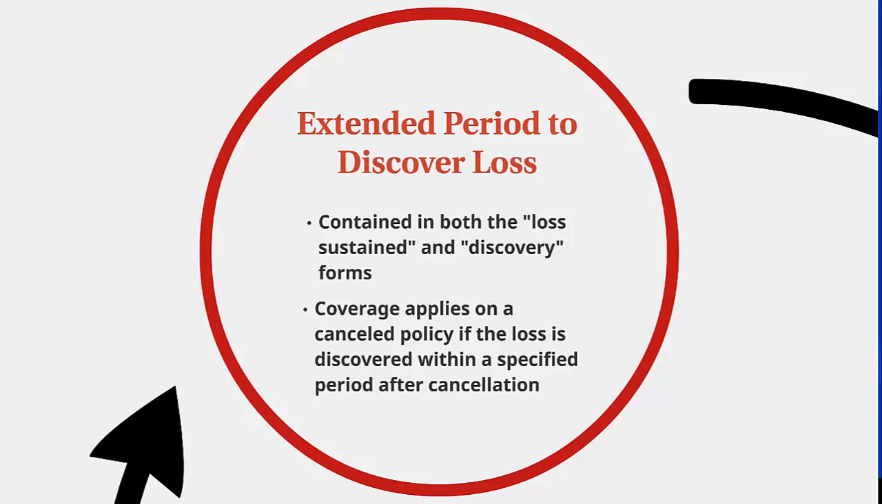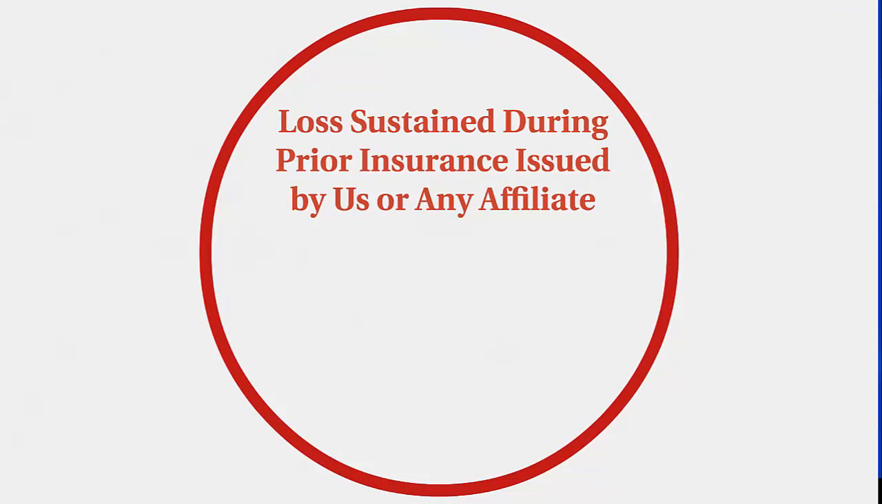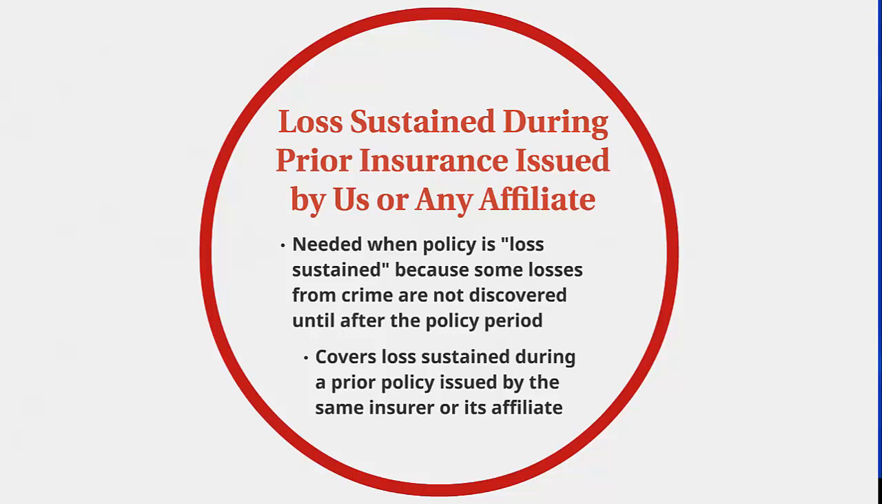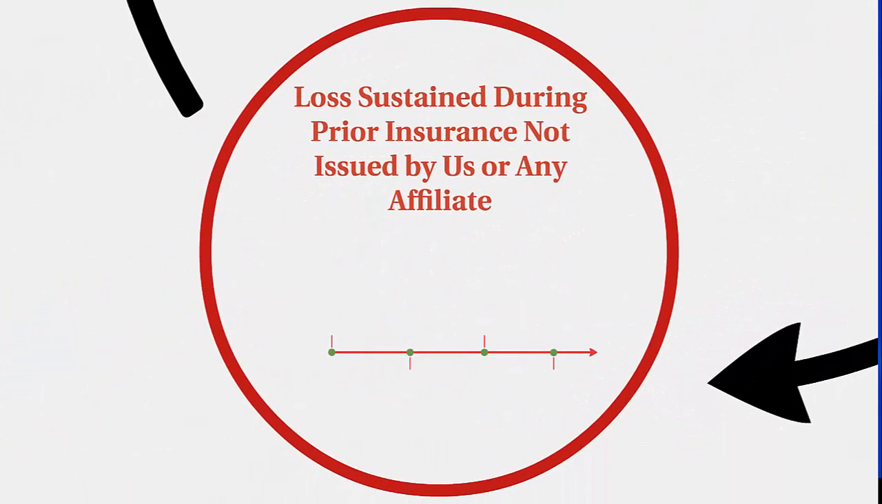With regard to any employee benefit plan, as defined in the policy, the loss sustained forms and discovery forms each provide a 1-year period. The loss sustained during prior insurance issued by us or any affiliate is needed when the policy is loss sustained because some losses from crime are not discovered until after the policy period. It covers the loss sustained during a prior policy issued by the same insurer or its affiliate. And we'll look at a timeline of how this works in the next circle. The loss sustained during prior insurance not issued by us or any affiliate essentially has the same purpose, but is subject to different provisions that can result in a different amount of loss payable.